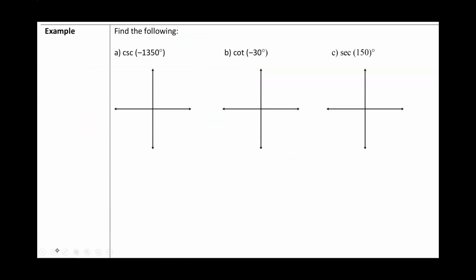Okay, let's take a look at another example. We have the cosecant of negative 1350. So negative 1350 is not between 0 and 360. So our first goal is going to be to find a coterminal angle that's between 0 and 360.